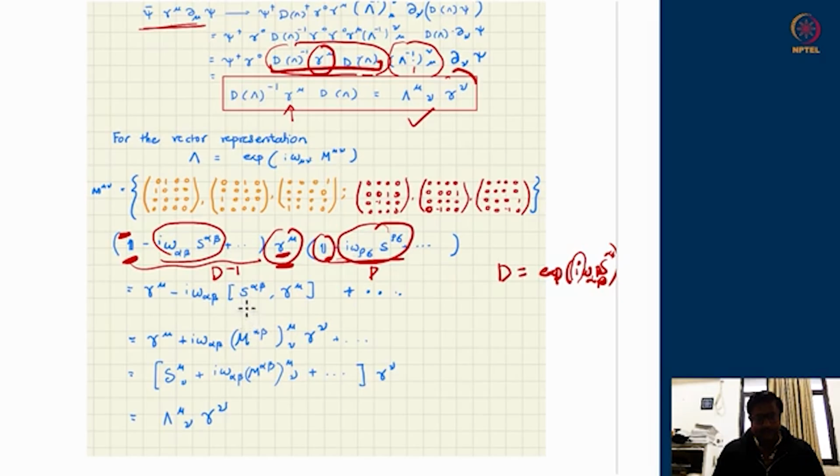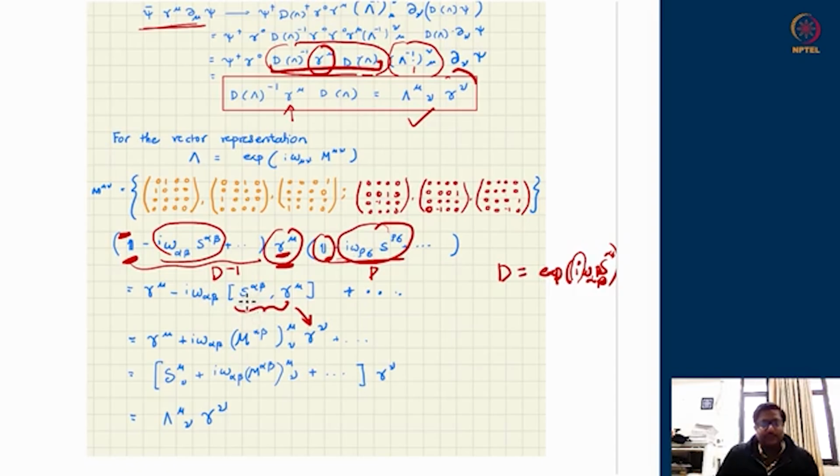Now, there is a non-trivial claim which I am going to propose: the commutator of S alpha beta, which is the generators of the Lorentz transformation for spinors, and gamma matrices, is ultimately proportional to gamma matrices back and a matrix which is now a generator of Lorentz transformation for vectors.